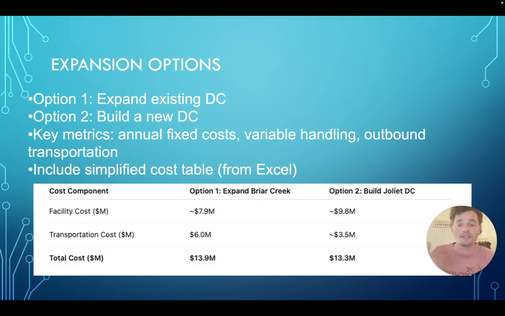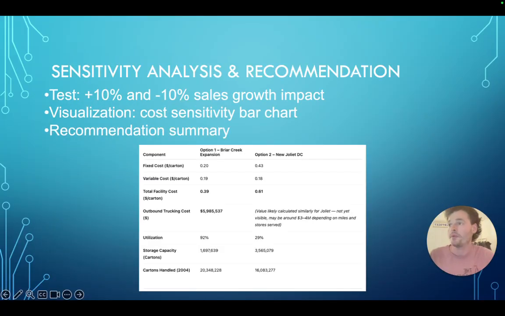So option one is to expand Briar Creek. So we see a lower fixed cost but a higher transportation cost here, as listed in the graphic attached. And then with option 2, which is to build the Joliet, Illinois DC, we see an increase in the capital expense but a reduction in delivery distance and trucking costs. So the quantitative trade-off highlights how network design drives total logistics efficiency.